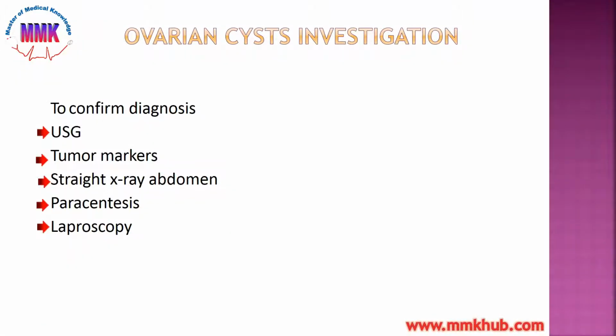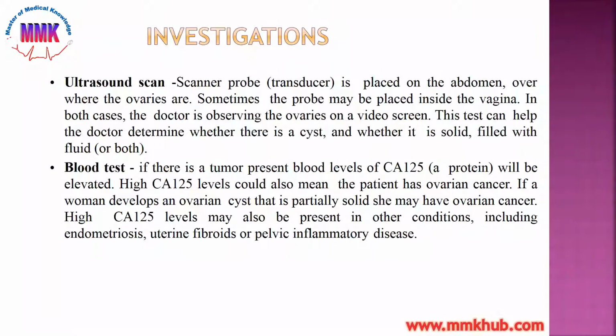And further, how will we investigate for different ovarian cysts? To confirm our diagnosis after the examination, first we will go for the ultrasonography and then tumor markers, straight X-ray abdomen, paracentesis and laparoscopy. Now we will discuss in detail the different investigations and the findings found during the investigation.